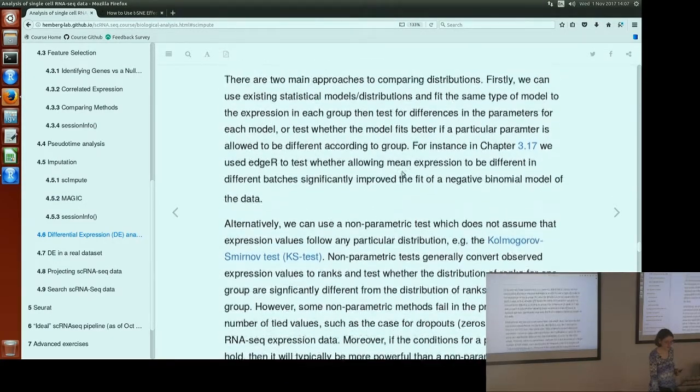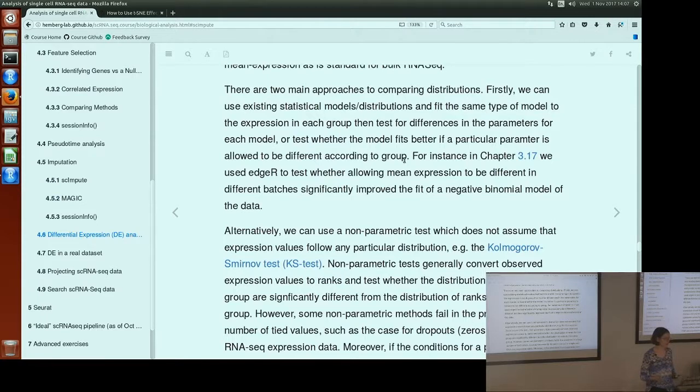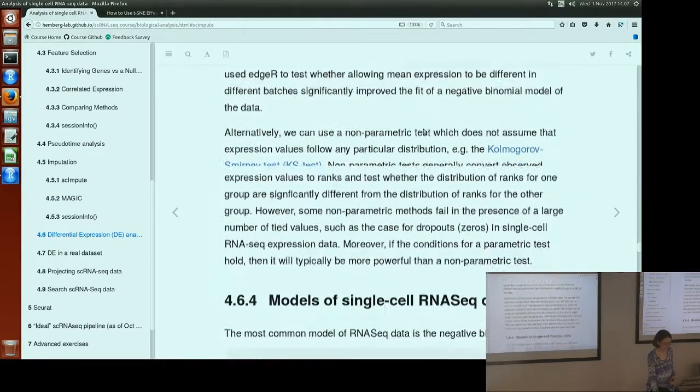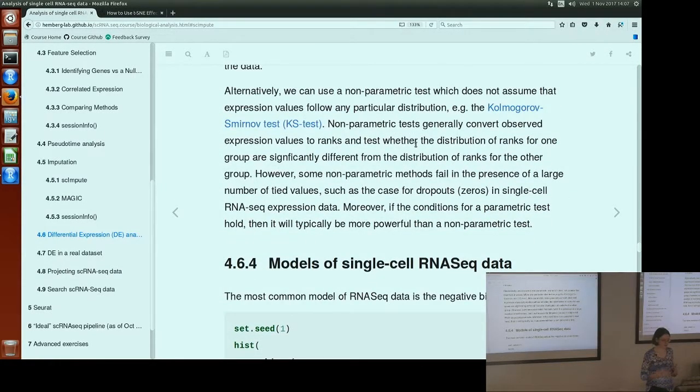However, to compare distributions, to evaluate whether there's a difference in variability or something, we would have to fit a particular statistical model or distribution to the single-cell data. The other option is, if we don't want to fit some sort of parametric model, we could use a non-parametric test to look for differences in distribution or differences in mean or median in our data. This has the advantage that it doesn't matter if our model fits well or not, because we're using a non-parametric test. It doesn't matter what the distribution is.